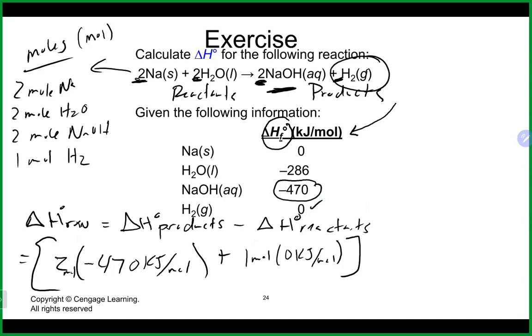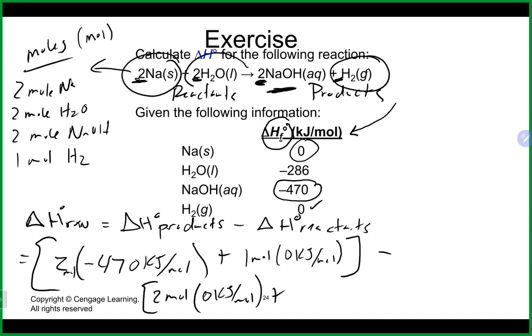I'm now going to subtract that from all the delta H values from our reactants. So I'm just going to go underneath it here. So for our reactant, we have 2 moles of sodium. And from the table here, also not too bad, that is 0 kilojoules per mole.